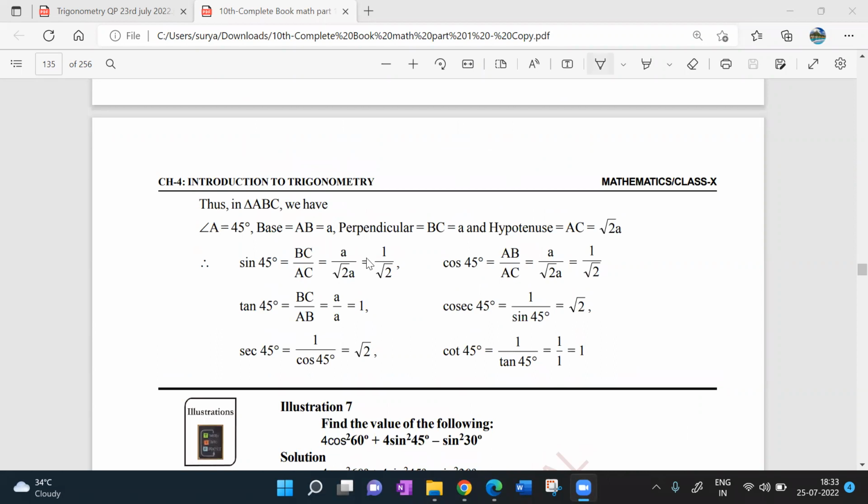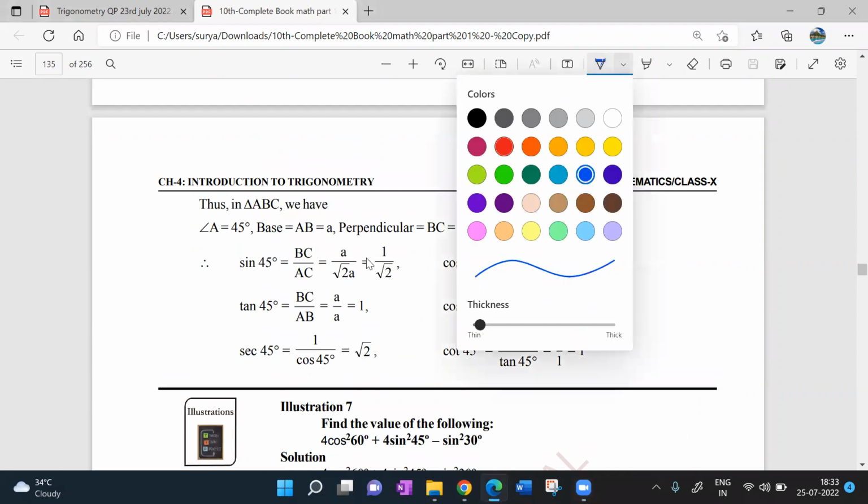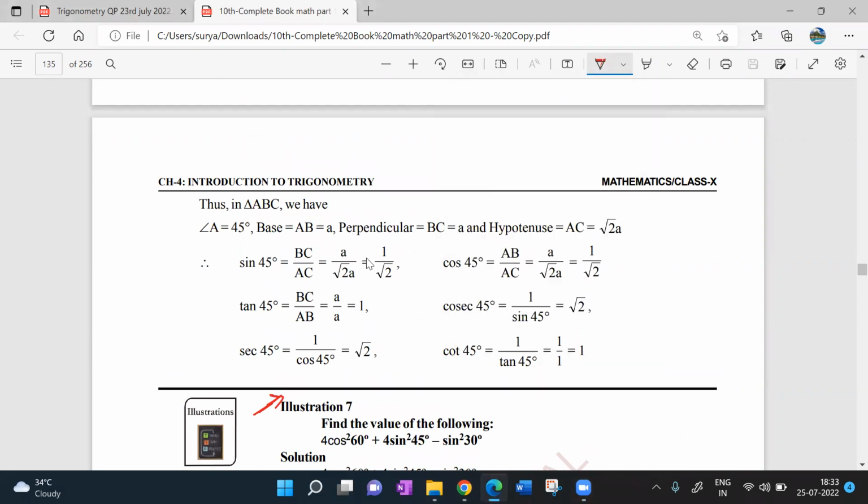Everyone tell me the illustration 7 answer. Quick. Everyone post your answers in the chat box. Everyone solve this. Are you people here? Yes, sir. Solve the question. Tell me the answer within 1 minute.